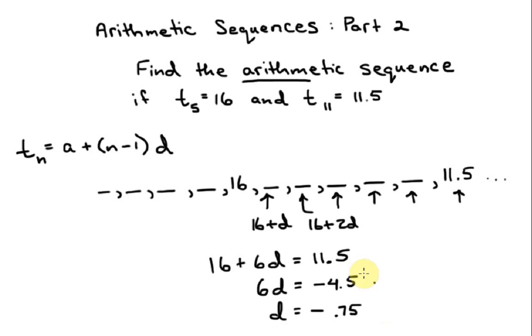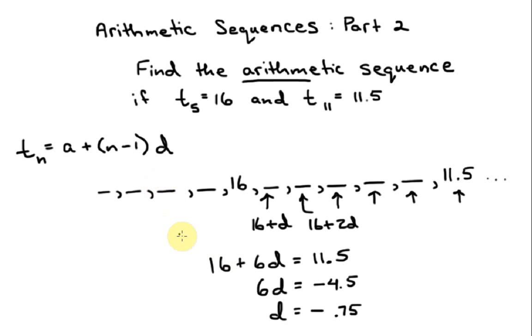Okay, now I could work my way backwards. If moving to the right means I'm subtracting, or adding negative 0.75, then to go in the opposite direction, to go to the left, I would be adding positive 0.75. So I could do that, but let me just show you another approach.